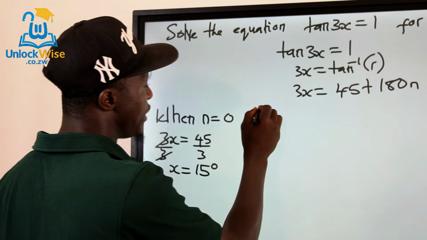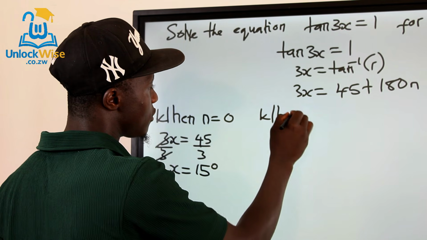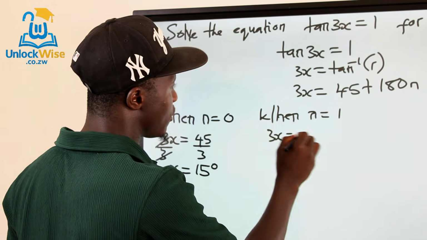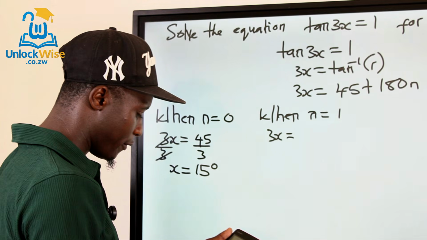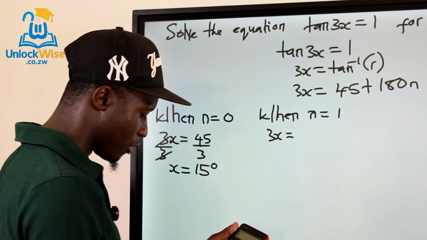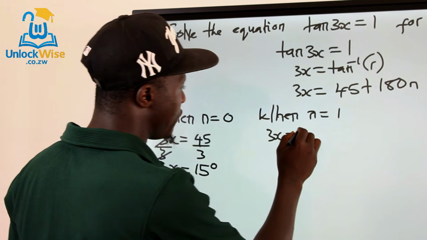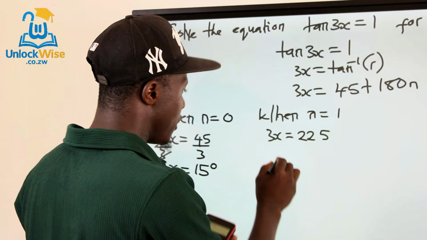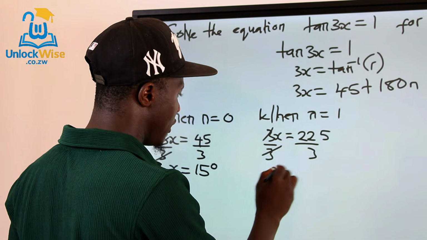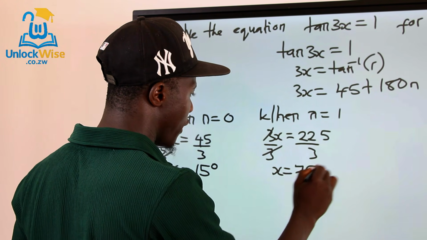Now we move on. When n is equal to 1, 3x is equal to 180 plus 45. Hope you're all holding your calculators. 180 plus 45, that is equal to 225. So 225 divided by 3 is 75. x is equal to 75 degrees.